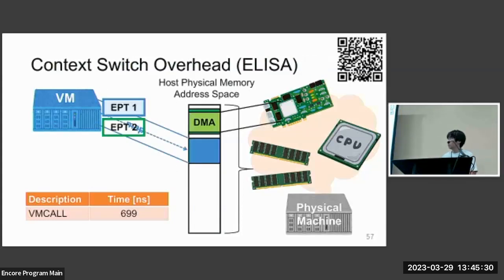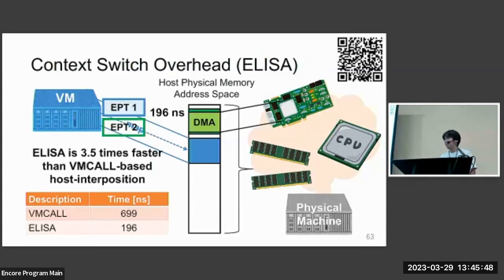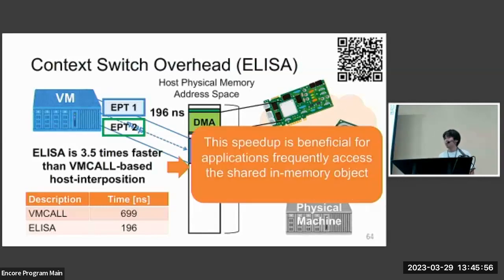This is ELIZA. For ELIZA, we measure the time for triggering VM func, switching, triggering VM func, and getting back to the default context. For doing this, it took 96 nanoseconds. So ELIZA is 3.5 times faster than the VM call-based host interposition. This speedup is beneficial for applications, especially those which access the shared memory object quite frequently. For example, the virtual I/O system is a representative example.